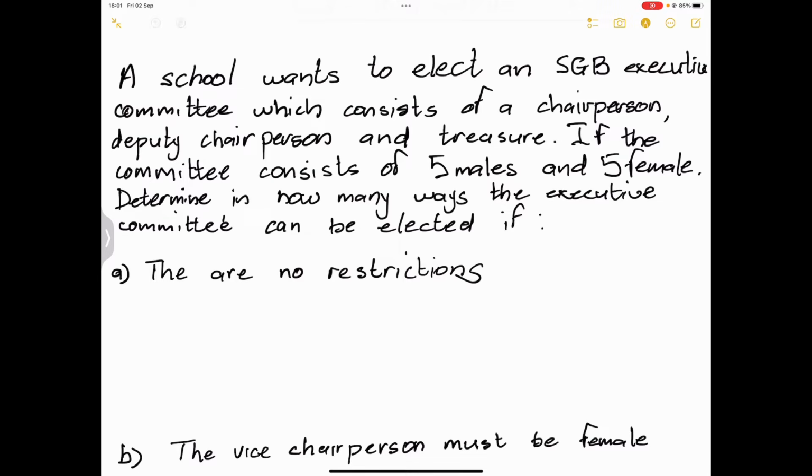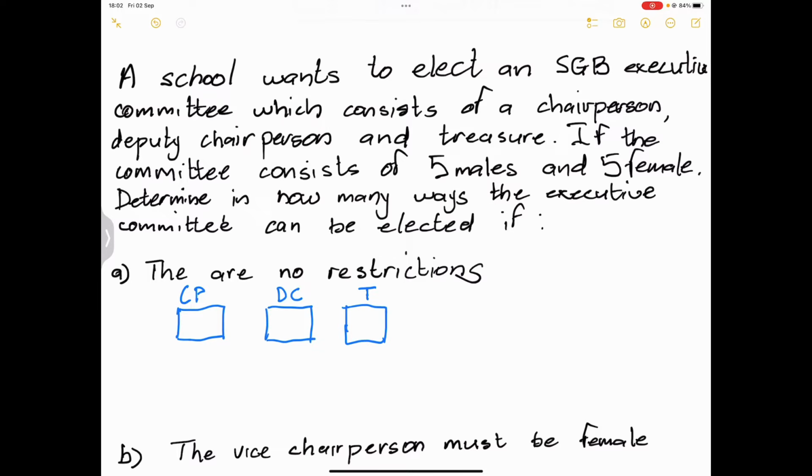So I want you to just consider. Let's say this one is for the chairperson. Let me say chairperson, and then let's say this one is for the deputy. So that's going to be deputy chair. And then this one is for the treasurer. Now how many people can we choose from?